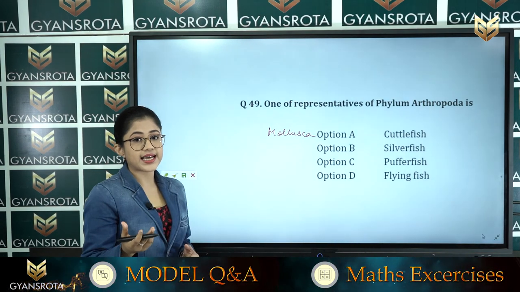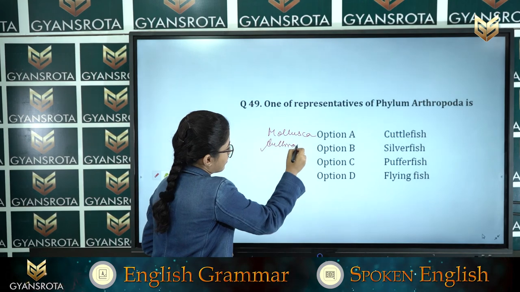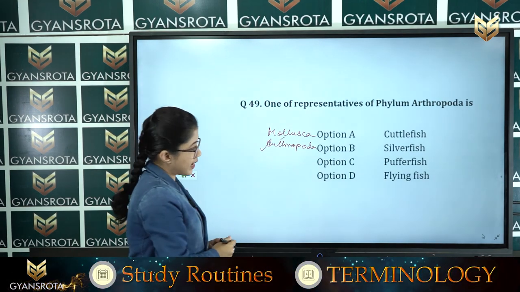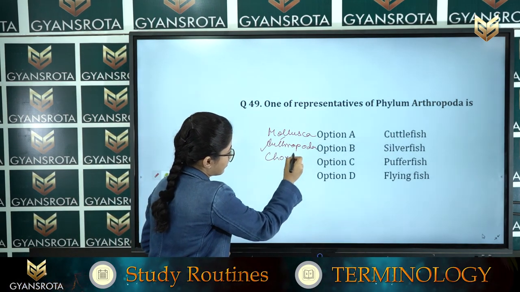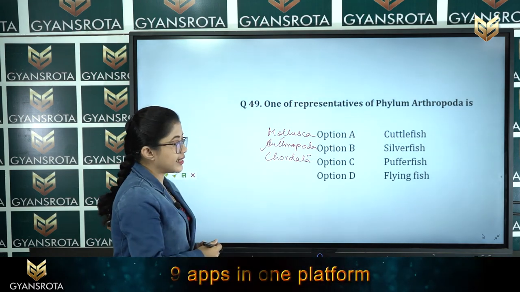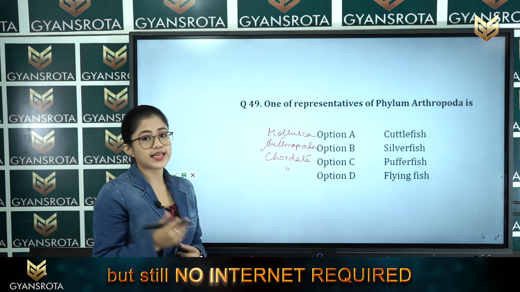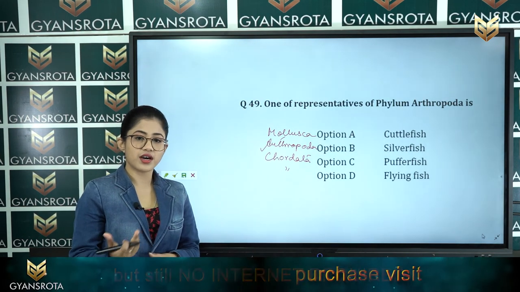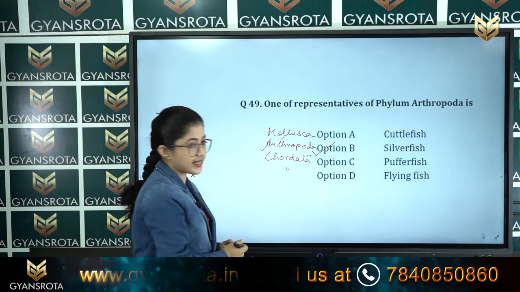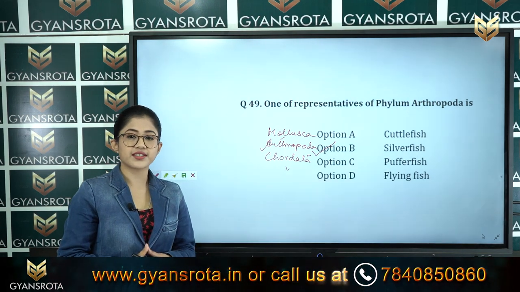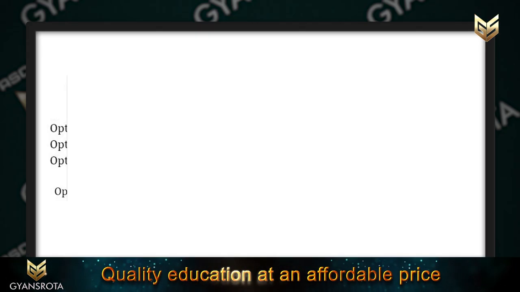Next is option number B, that is silverfish. Silverfish is an arthropoda. Then in option number C, it is written pufferfish. Pufferfish is a chordata. And option number D, flying fish, that is also chordata, right? So among these four options, you have to select the example which belongs to the phylum arthropoda. Now what is the correct answer? The correct answer is option number B, that is silverfish. So silverfish belongs to the phylum arthropoda. All right. Now let's move on to the next question, that is question number 50.